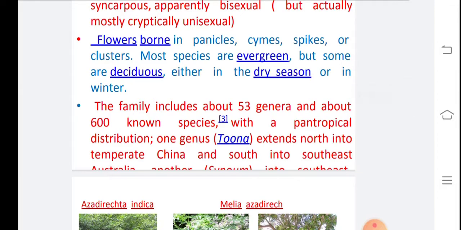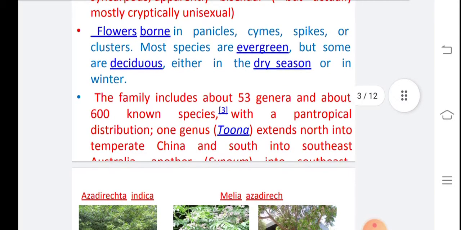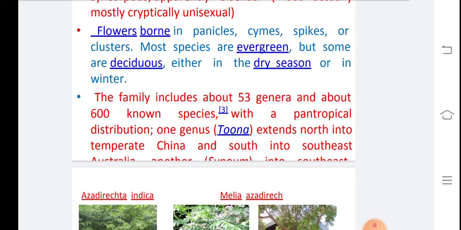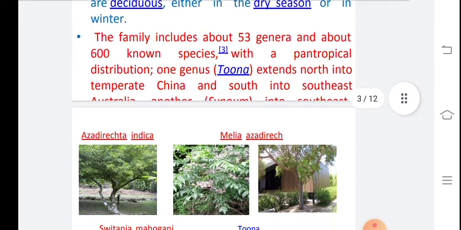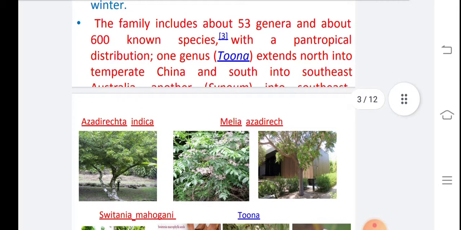Most of the species in our area, or all over India, are evergreen, and some are deciduous, with leaf fall either in the dry season or in the winter season. So these are the general characteristics for this family Meliaceae. The family includes about 53 genera and about 600 known species.